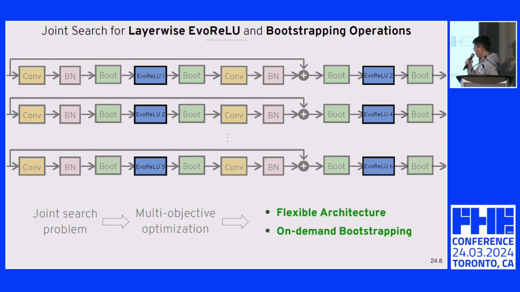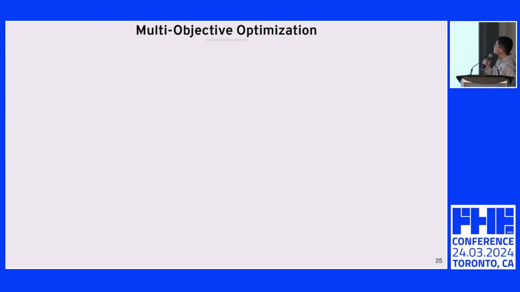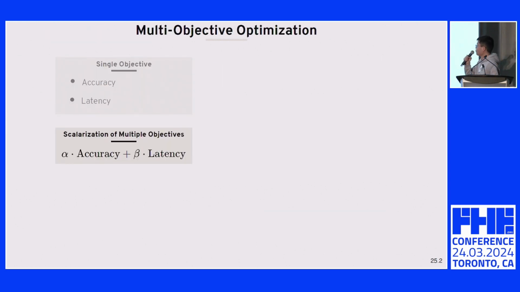We can reduce the number of bootstrapping because bootstrapping, the computation is very high. If we reduce the number of the bootstrapping, we can directly accelerate the inference. So why do we use a multi-objective optimization? So we know the existing works, most of them use single objective optimization. Some works also take into account the latency, but they combine two objectives, accuracy and latency, to a single objective and optimize a single objective group.